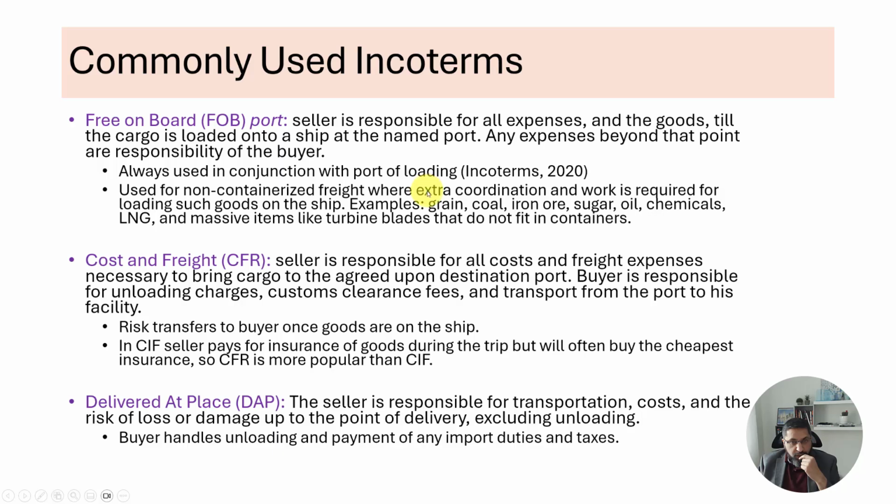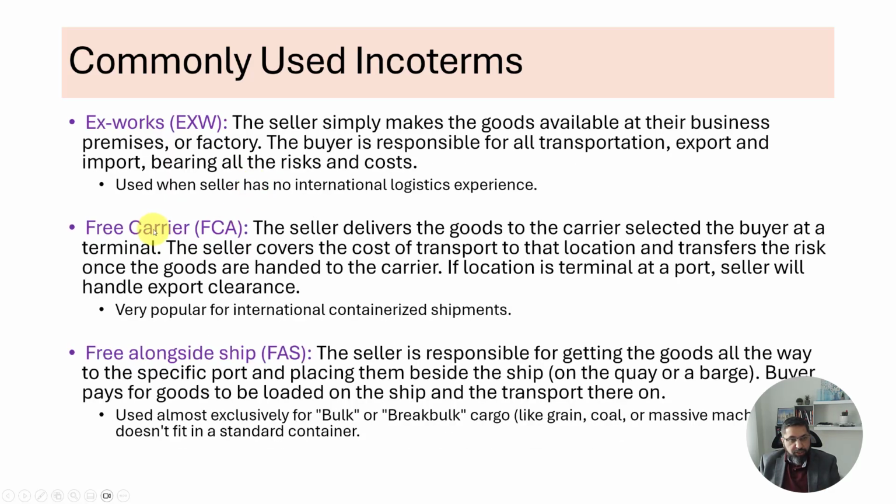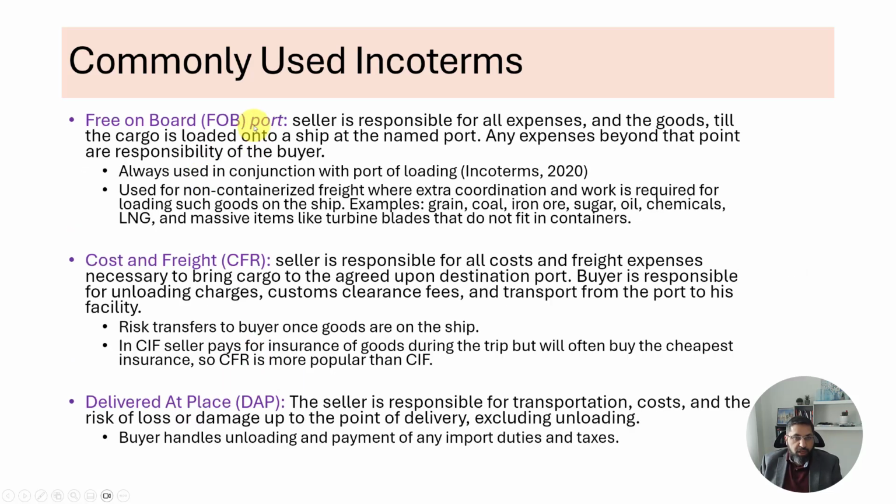Okay. This is used for non-containerized freight, where extra coordination and work is required for loading such goods on the ship, such as iron ore, sugar, oil, chemicals, LNG, massive items like turbine blades that do not fit containers. So containers, as I mentioned, you are mostly going to go with FCA. FAS and FOB are not as common with containers. They're mostly used with non-containerized freight, where you have special loading happening to load them on ships, sometimes on special ships.